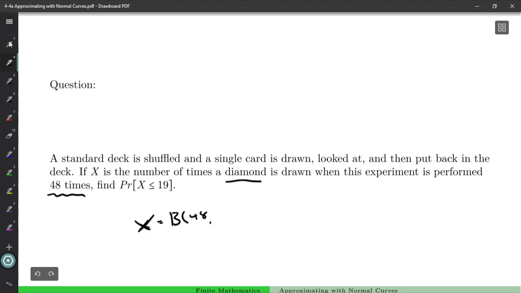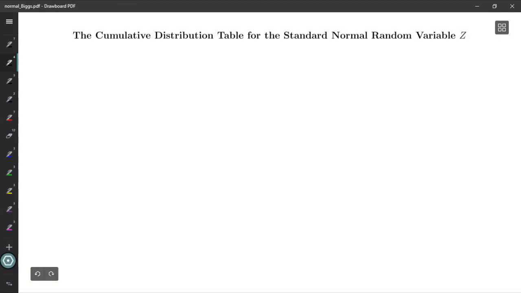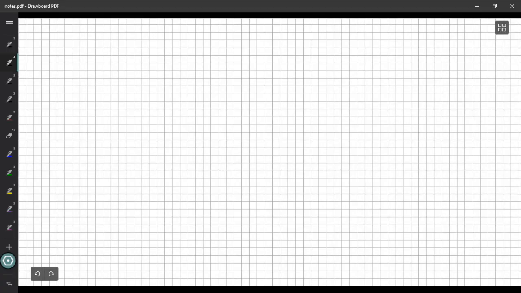Doing something 48 times, what are the chances of getting a diamond? Well, the diamond is 1 out of the 4 suits. Or you could say 13 out of the 52 cards in the deck are diamonds, but that simplifies to 1/4 as well, or 0.25. Now, because we've got a binomial random variable here, we can figure out its mean and its standard deviation. And the reason we want to do that is because we're going to answer this question using normal approximation.